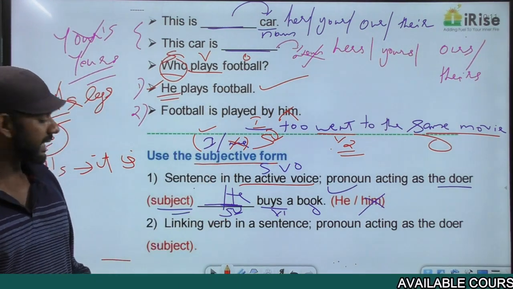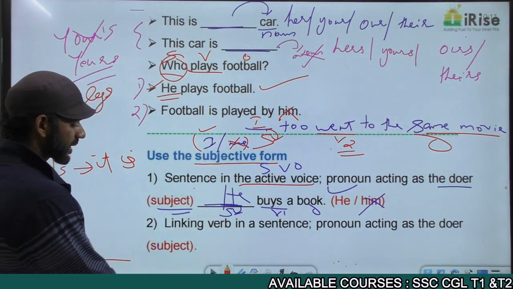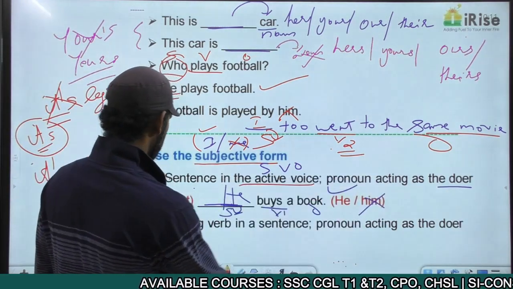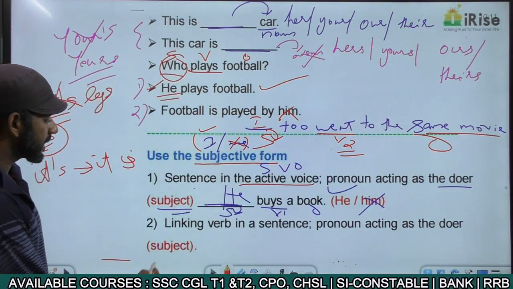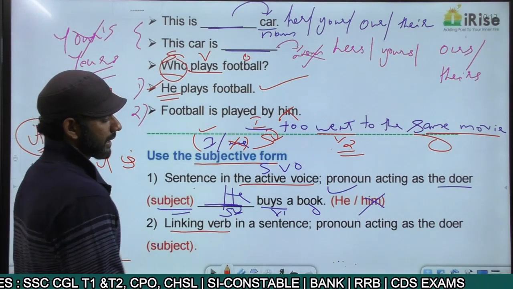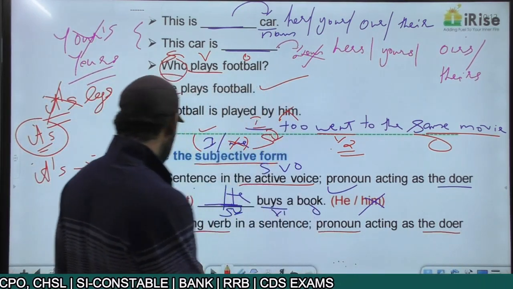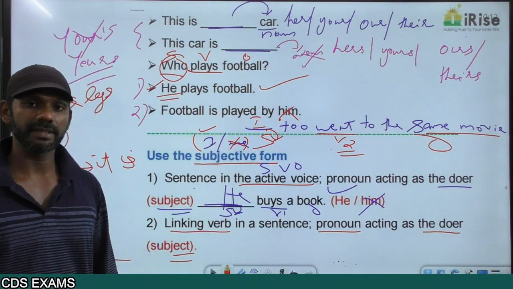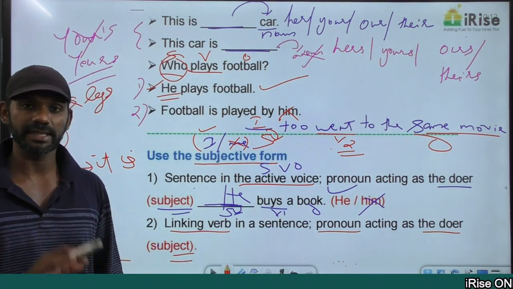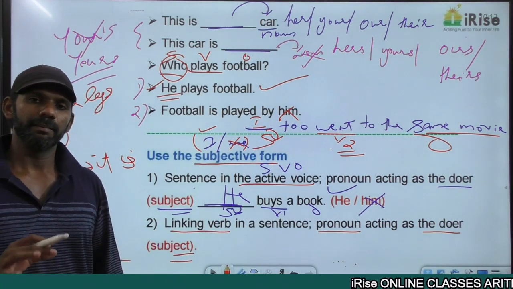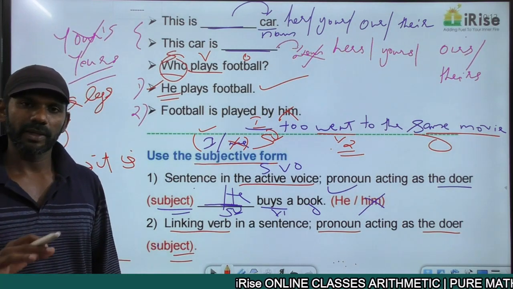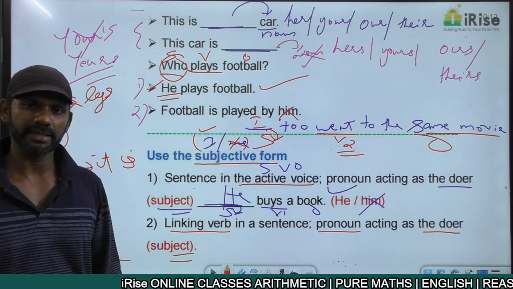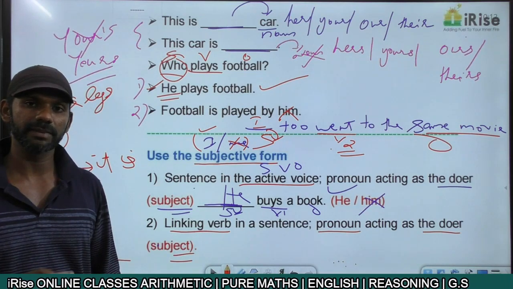Come to the second rule. Use a subjective form when there is a linking verb in a sentence and the pronoun acts as the doer. I told you how to find out whether an auxiliary verb is linking or helping. We discussed this rule in subject-verb agreement. Main verb means action. When there is no main verb in a sentence, the auxiliary verb is termed as linking.